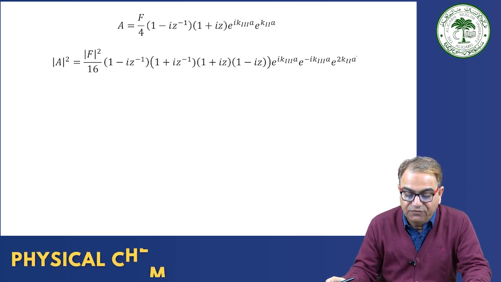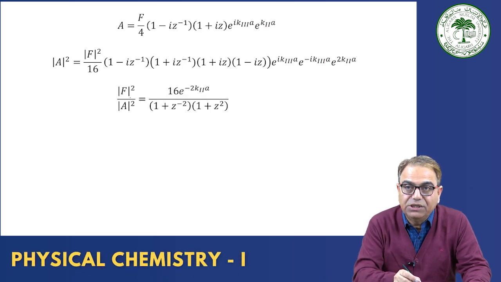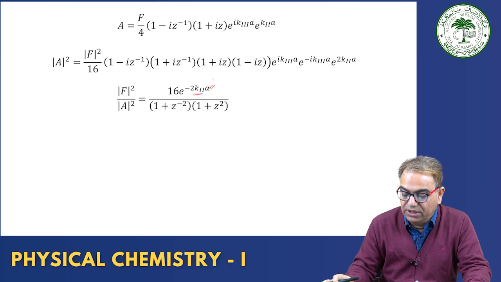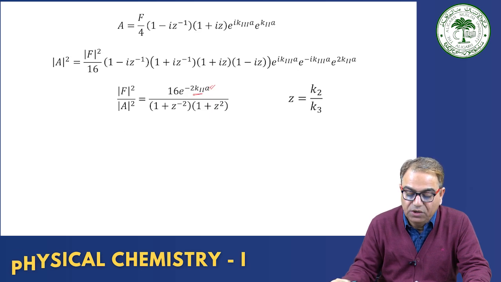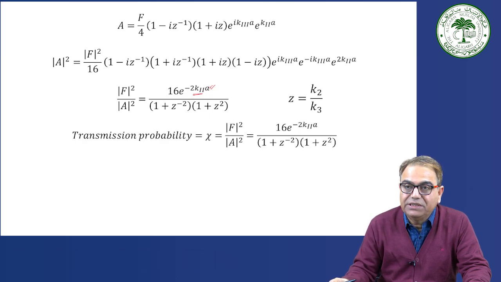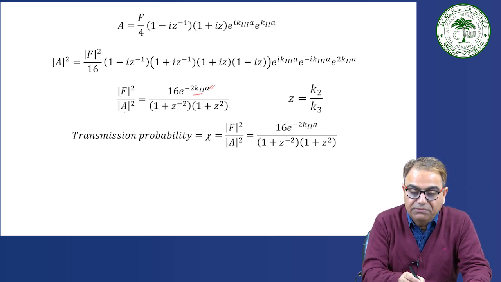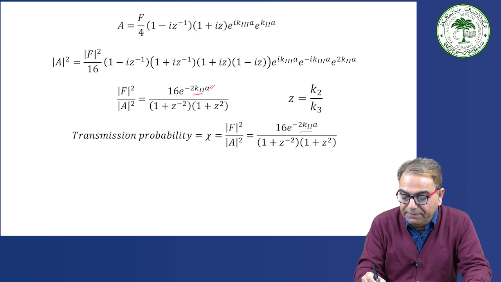Okay. And finally, what you get is the ratio of mod of f square divided by mod of a square, and this comes out to be 16 exponential minus 2 k2a. So this k2 term remains here, and the width of the potential energy barrier is also there. Okay. And I said that this ratio is the transmission probability, and this we have determined, mod of f square divided by mod of a square. So the transmission probability will mainly depend on the thickness as well as the k2 value.